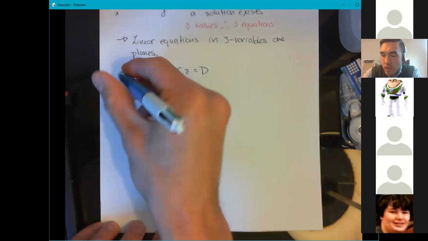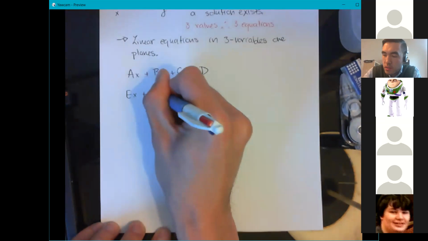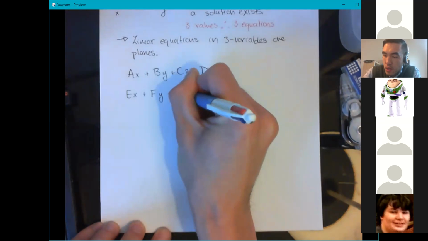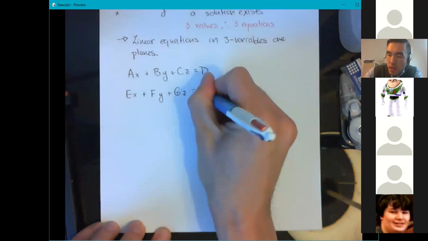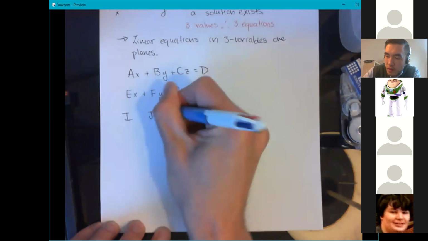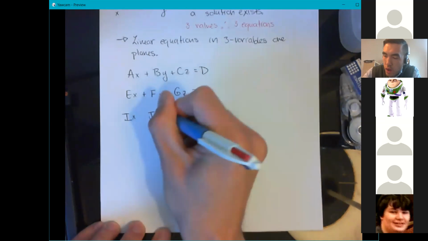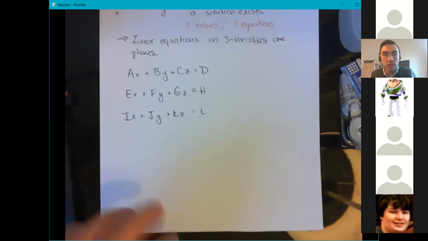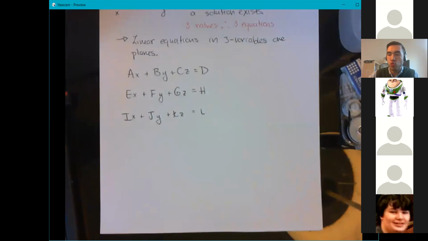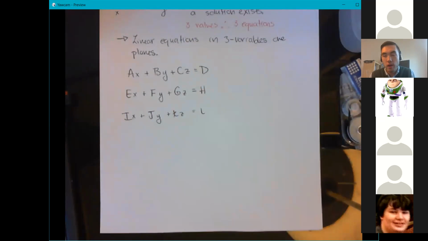So we have EX plus FY plus GZ is equal to H, and then I, J, K, L, X, Y, Z. And this is what problems of this form will look like. And keep in mind, each one of these represents a plane in 3D space. And we're trying to see where, if anywhere, all three of these planes cross each other.